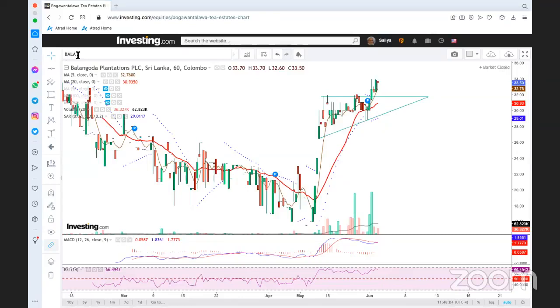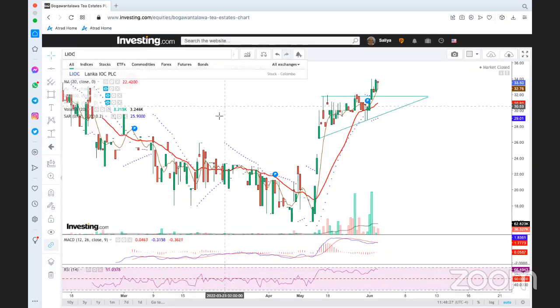Right. So out of 15 stocks, it got shortlisted to 5 counters, and out of the 5 counters, you can also see Balangoda. Balangoda is a stock to watch. Then LIOC is the other one.